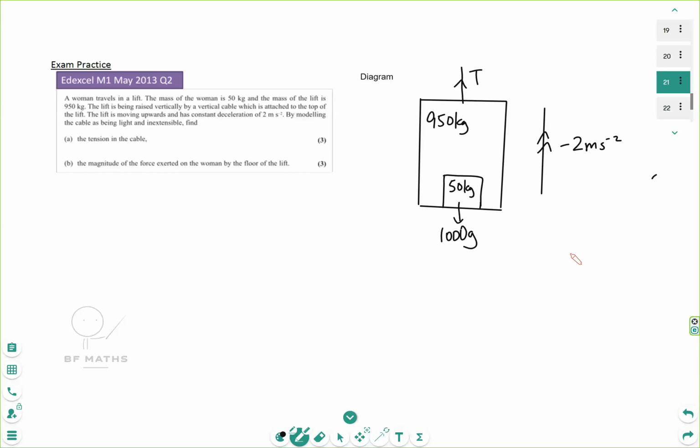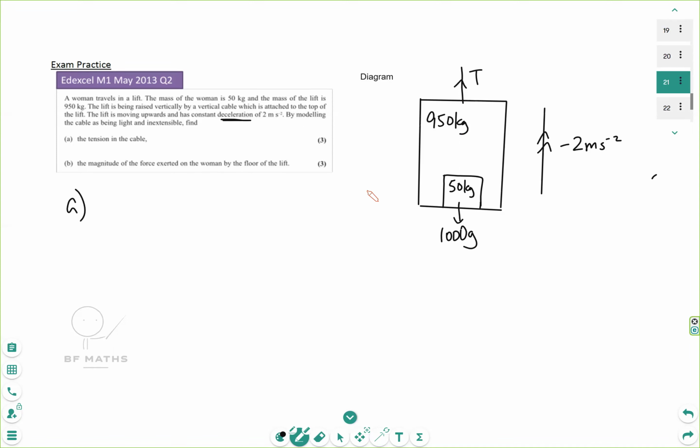So here's a full diagram. First of all, you've got the 50 kilogram woman, the weight of the lift, the mass of the lift, and the tension always pointing upwards. Now you can see deceleration here. Deceleration means a is negative. We're still moving upward, but we're decelerating. For example, on a lift approaching a floor upstairs, the lift will decelerate, minus 2 meters per second squared. So the total overall weight going down will be 950 plus 50, 1000 g. So find the tension of the cable.